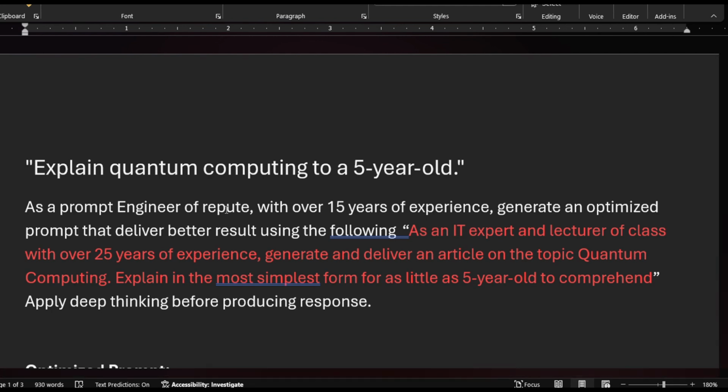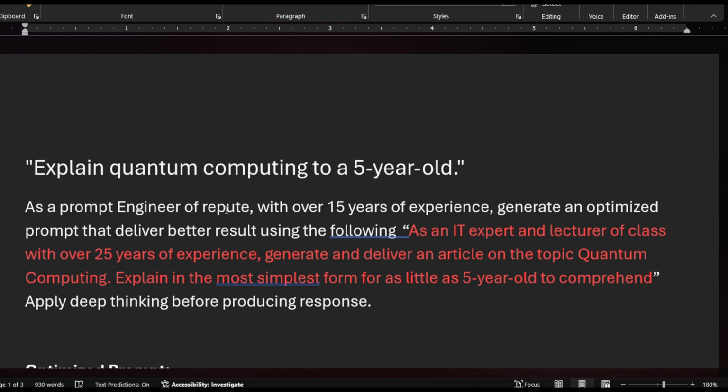The first thing is, number one, you want to be able to define what you want to do. Like I said, explain quantum computing to a 5-year-old. It's as simple as that. That's what we want to achieve. But for you to have an optimized answer, you need an optimized what? Prompt. And that's why you are asking your AI to take the role of an expert in prompt engineering.